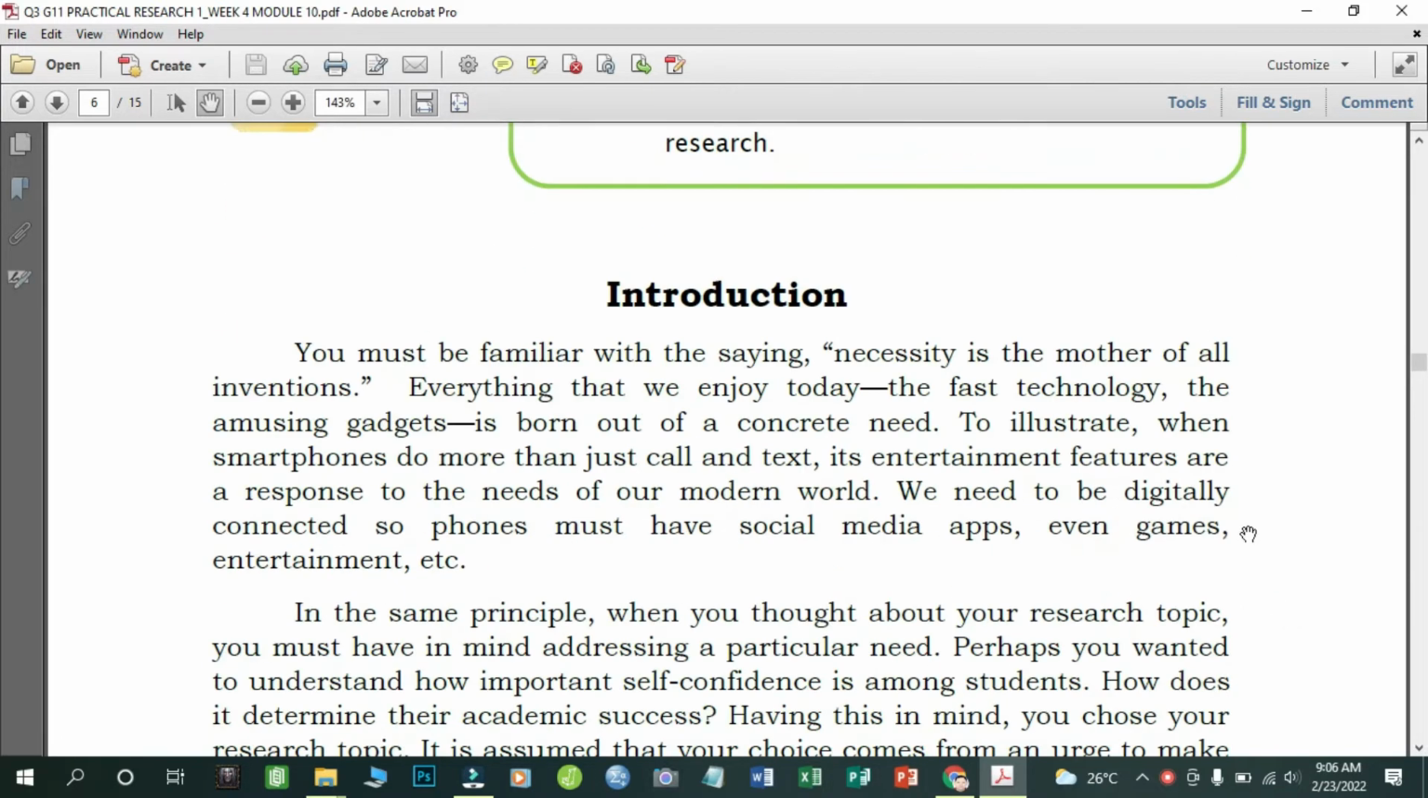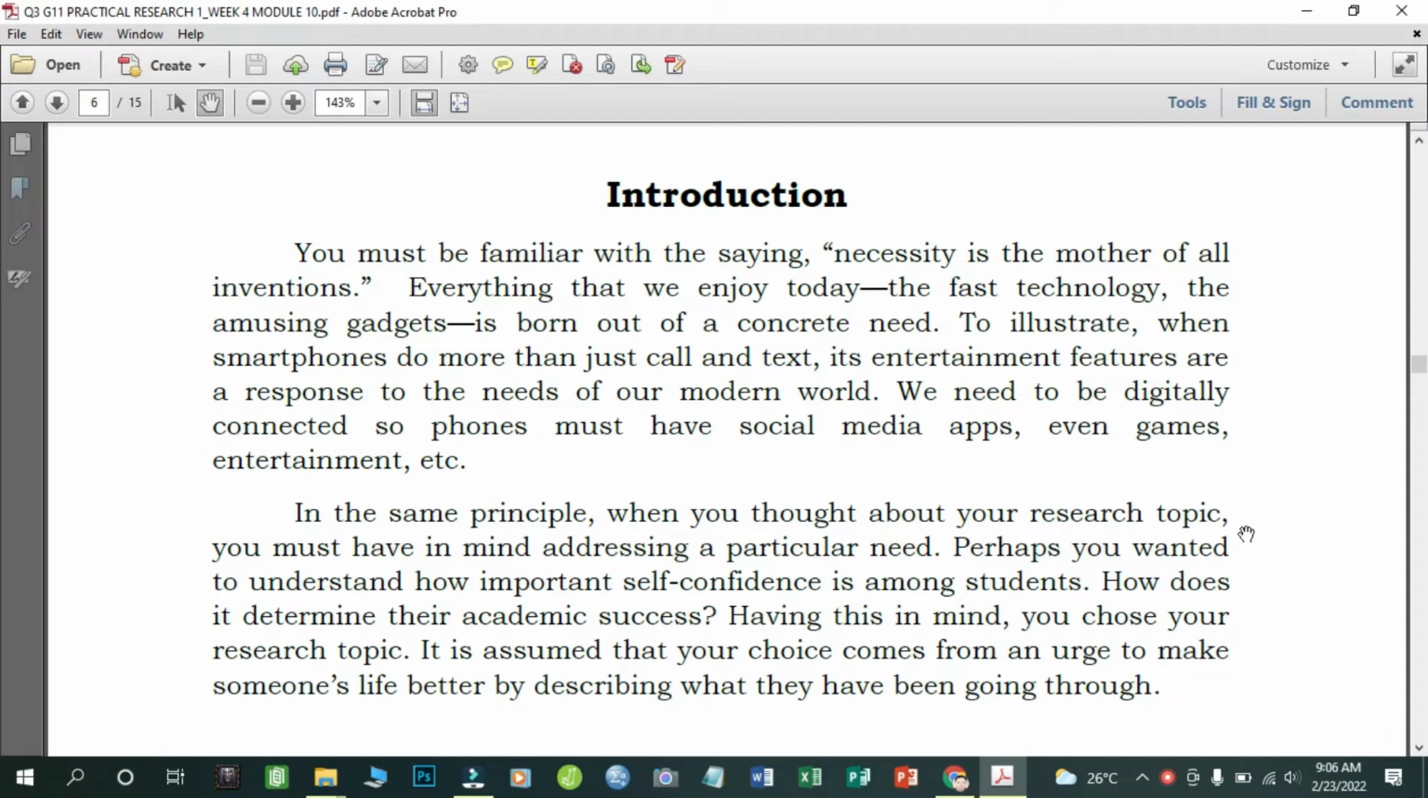Okay, let's have this introduction. You must be familiar with the saying, necessity is the mother of all inventions. Everything that we enjoy today, the fast technology, the amusing gadgets, is born out of concrete need. To illustrate, when smartphones do more than just call and text, its entertainment features are a response to the needs of our modern world. We need to be digitally connected, so phones must have social media apps, even games, entertainment, etc. Same principle, when you thought about your research topic, you must have in mind addressing a particular need.